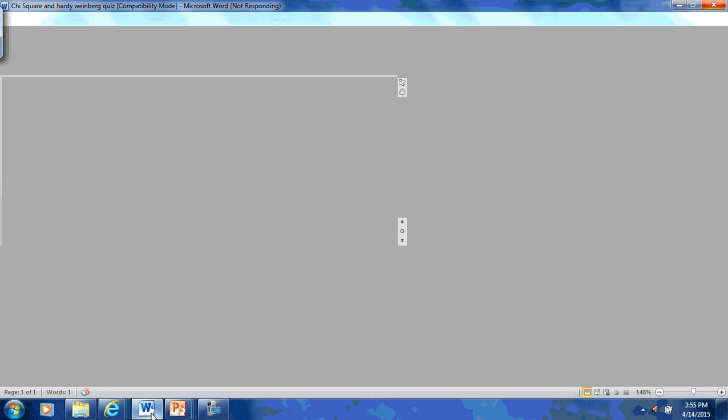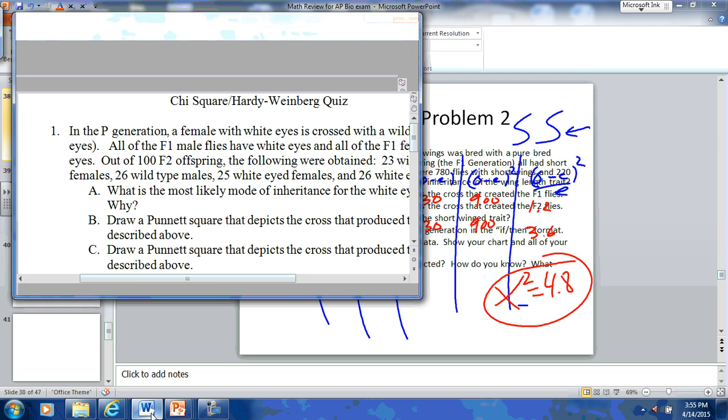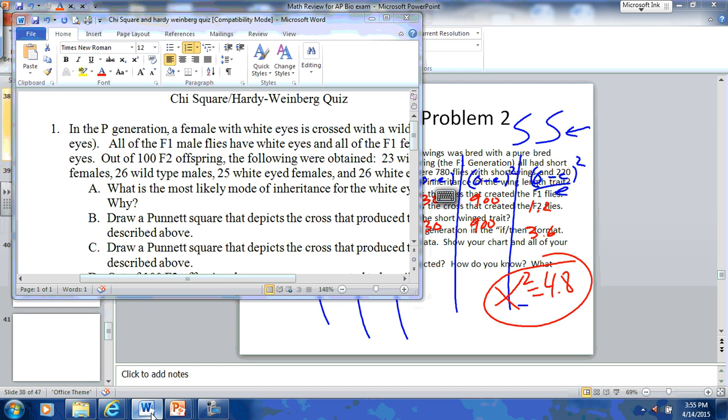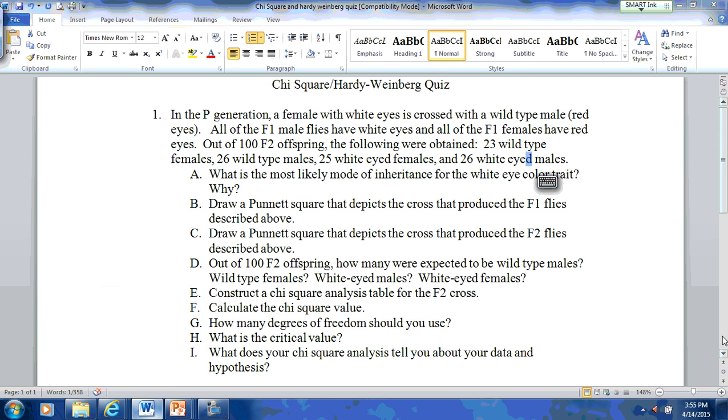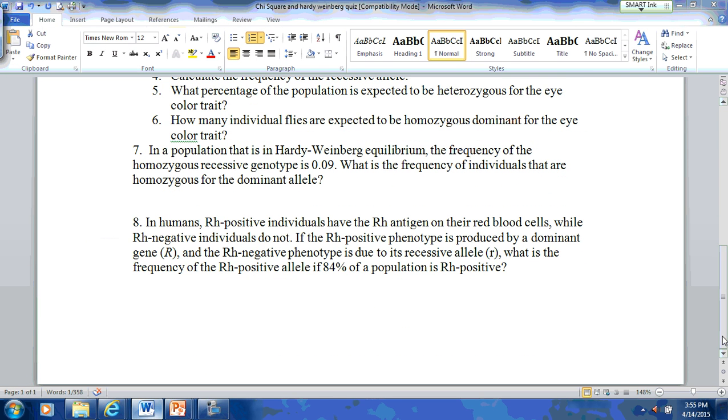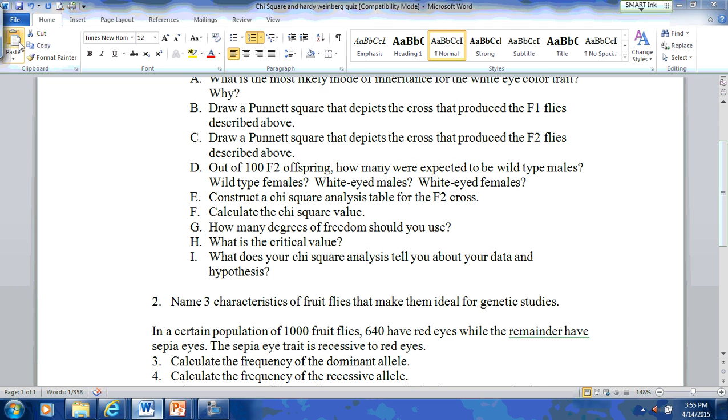All right, while we're waiting on the chart to pull up, how many degrees of freedom? 1, because it's always phenotypes minus 1, right? And remember that when we're using this chart, which is not on this page, find the page where it is.